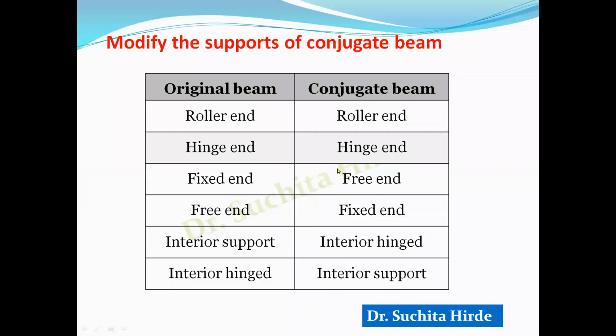This is just to revise how we modify the supports in the conjugate beam. In the original beam, if the support is a simple support, that is a roller support or hinge support, it remains as roller and hinge in the conjugate beam. Fixed becomes free, free end becomes fixed end, interior support becomes interior hinge, and interior hinge becomes interior support. So this is how we modify the supports in the conjugate beam.